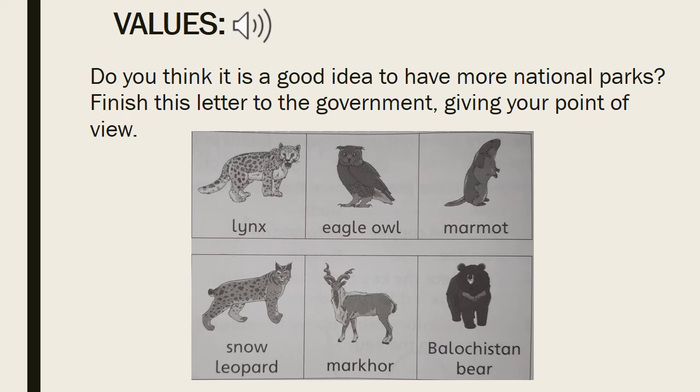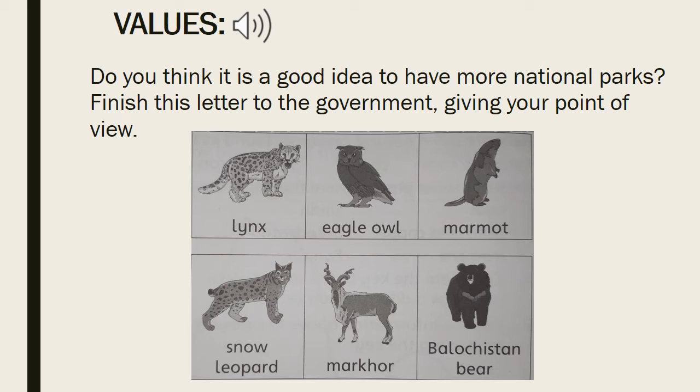Our 4th topic is values. Now here we have given a small piece of information about national parks. I am going to read it, and then I will tell you why the national parks are useful and why the people are against them and why the people are for them. And then you have to give your opinion, and if you think that there should be more national parks, then you have to write a letter to the government giving your point of view about what you want.